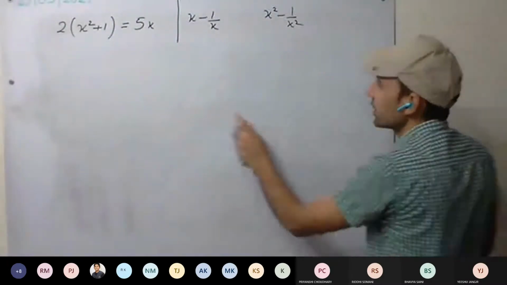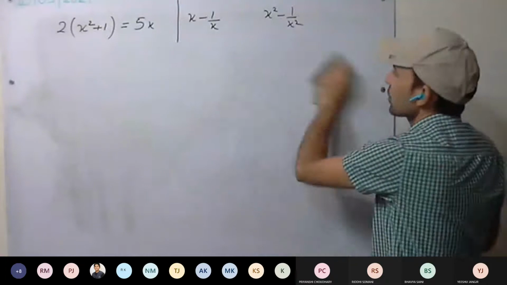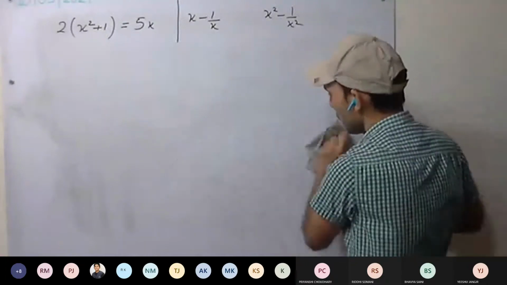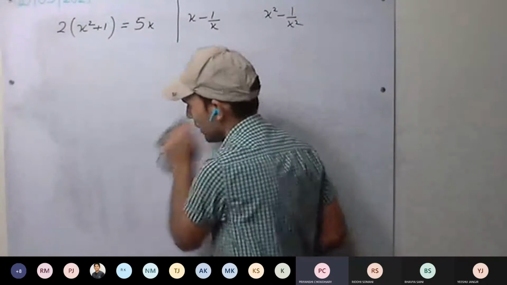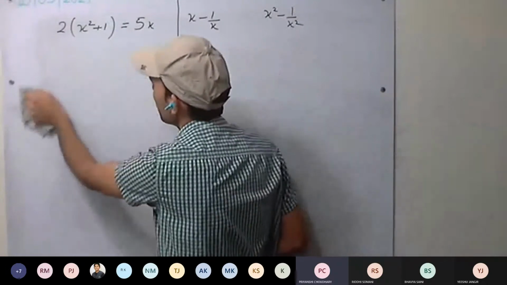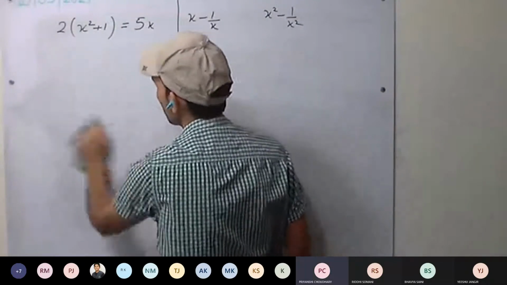See this equation, okay? We must have x plus 1 upon x. So think about it. How are we going to proceed? Sir, can we divide the whole equation by x? Why not? Try it.